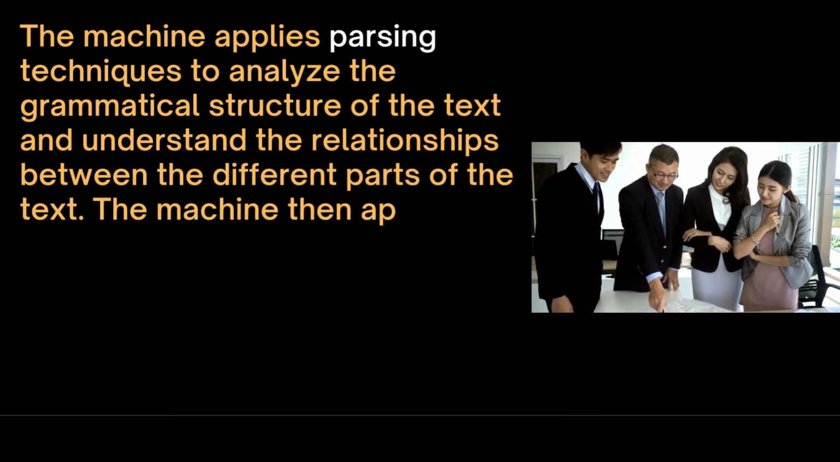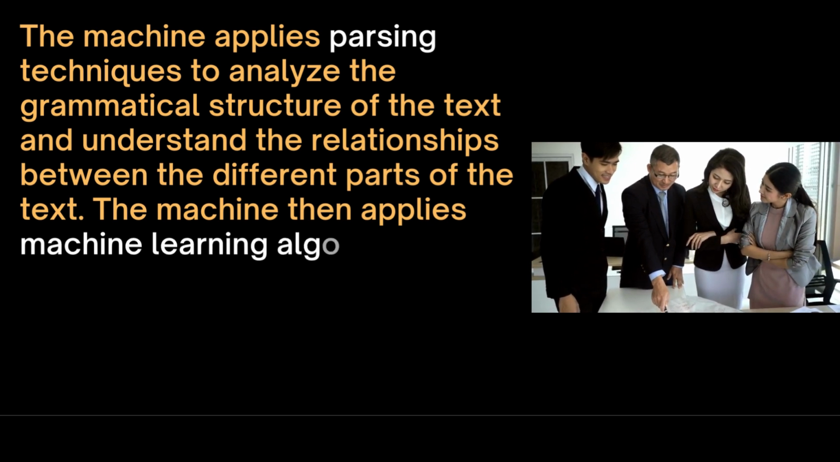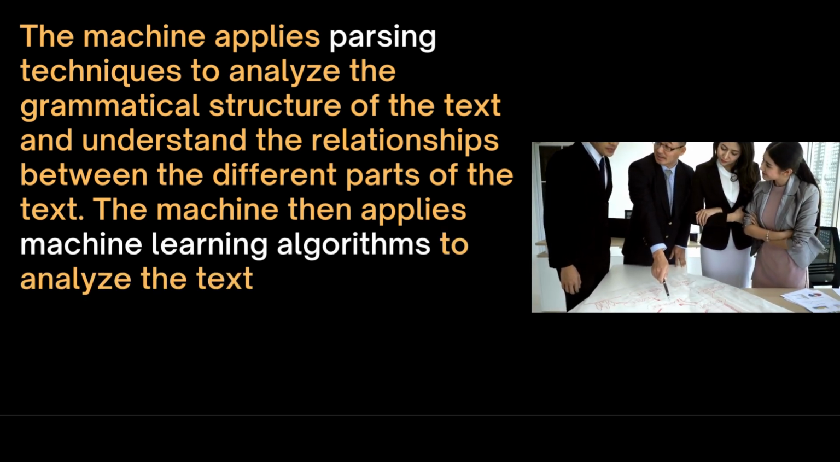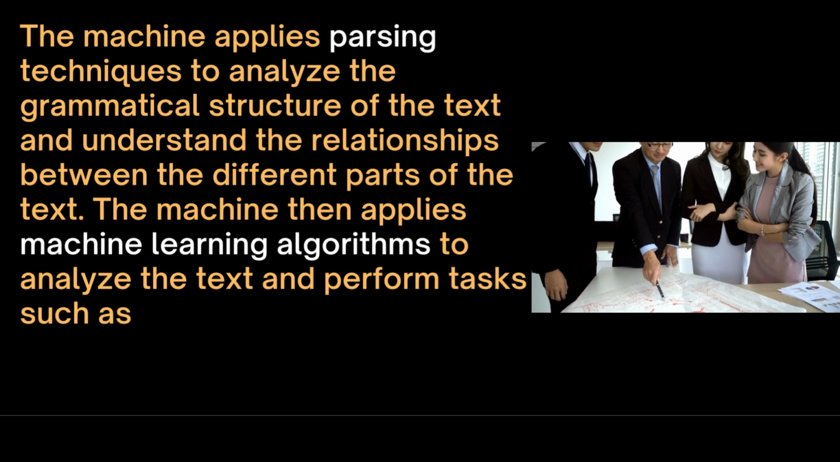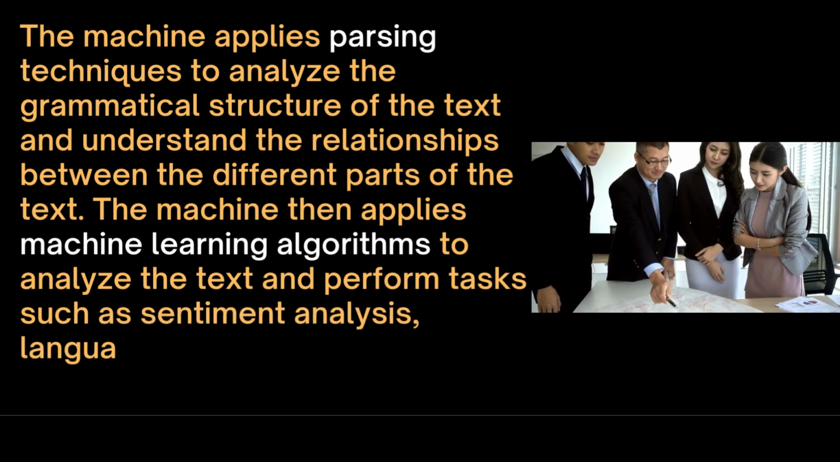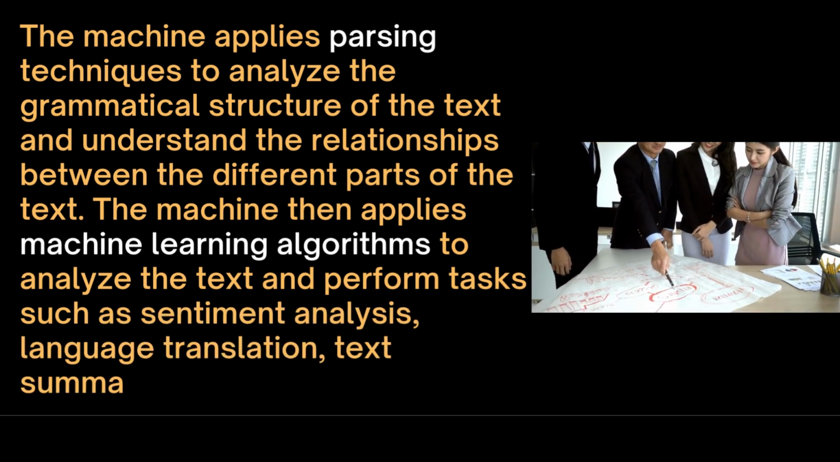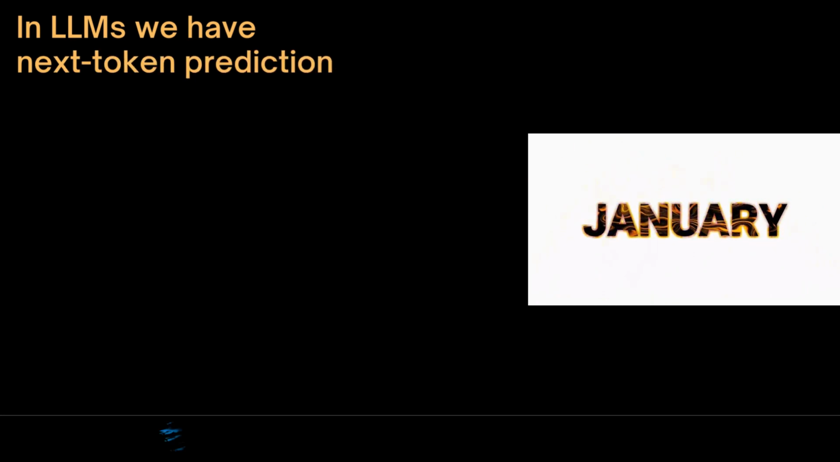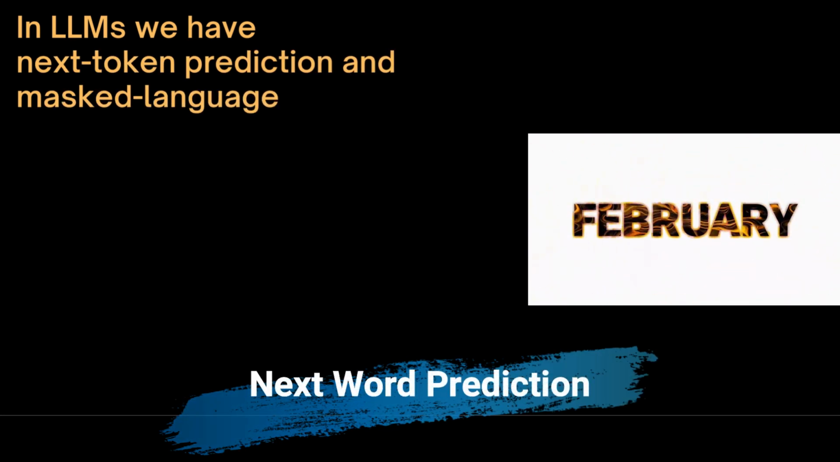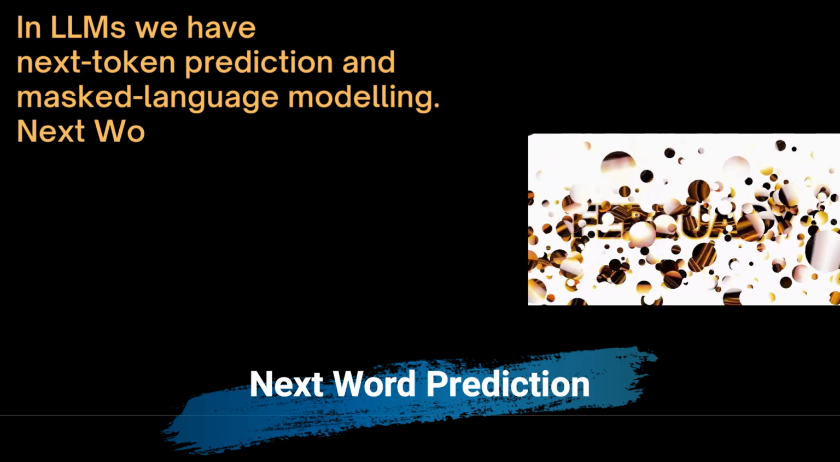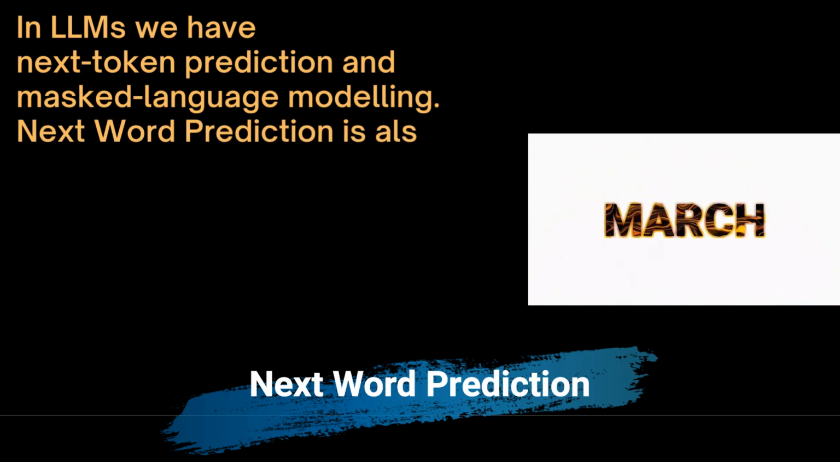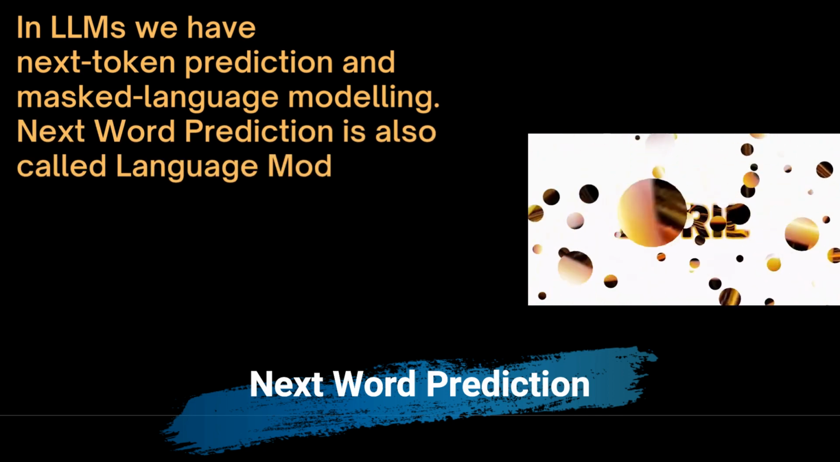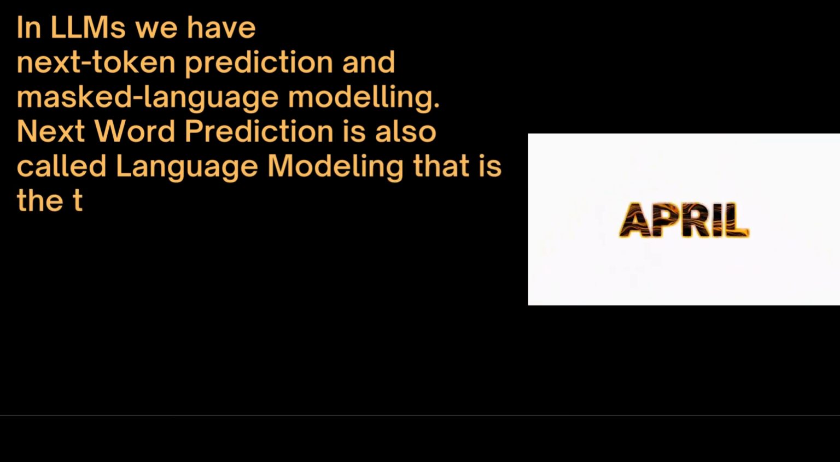The machine then applies machine learning algorithms to analyze the text and perform tasks such as sentiment analysis, language translation, text summarization, and question answering. In LLMs, we have next token prediction and masked language modeling. Next word prediction is also called language modeling, which is the task of predicting what word comes next.